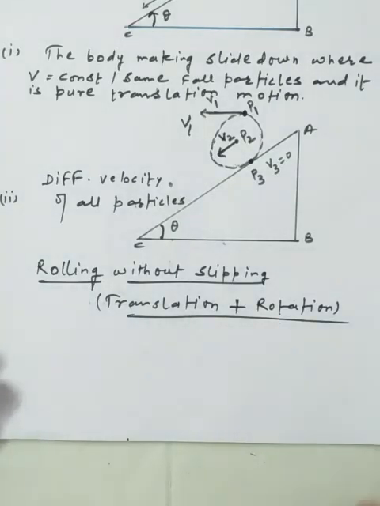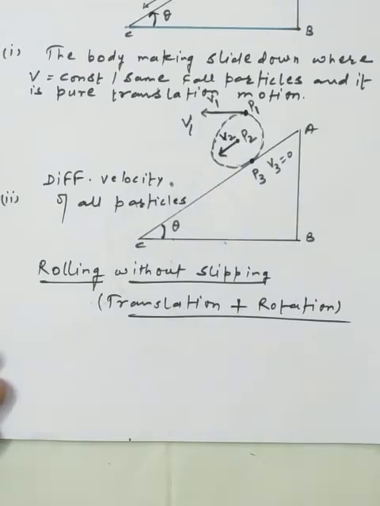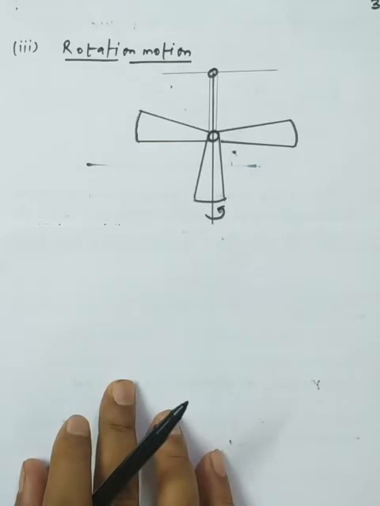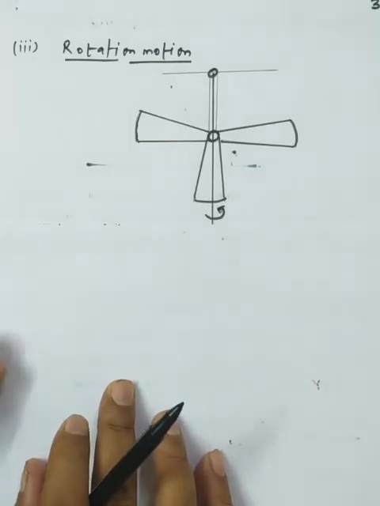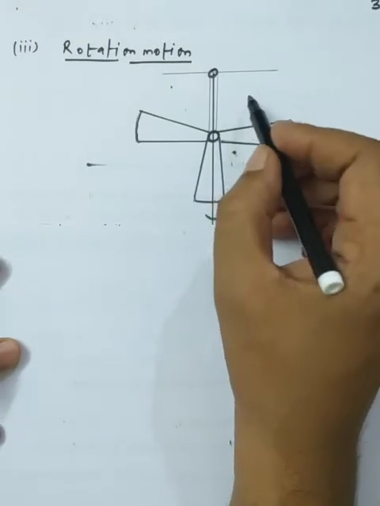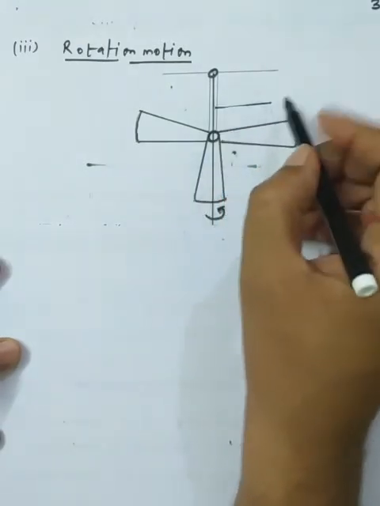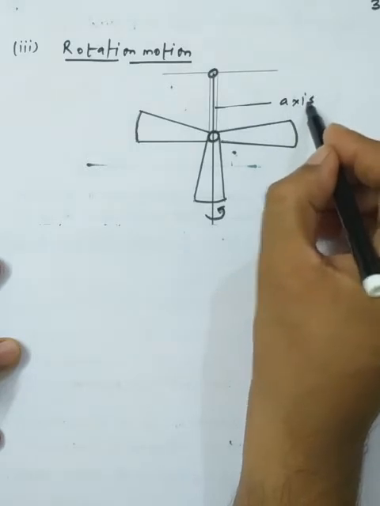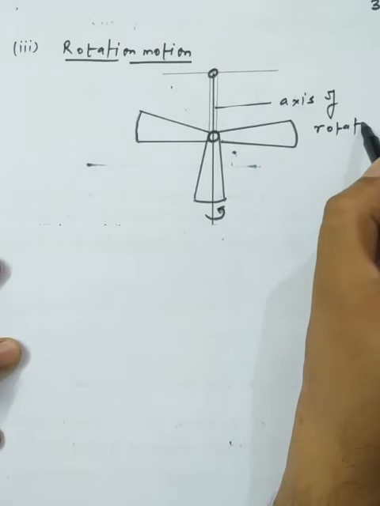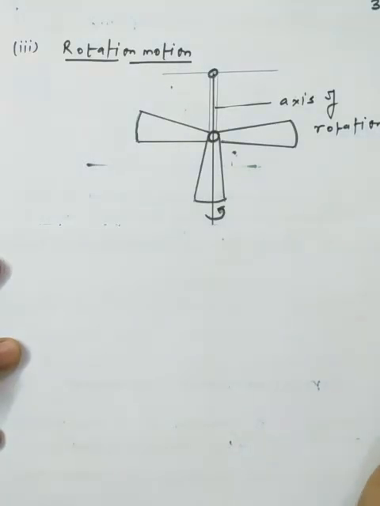Now we will talk about rotation. Here we have rotational motion, the motion of an object about its axis. Motion about its axis is called rotational motion, and the axis is called the axis of rotation. This is called the axis of rotation.